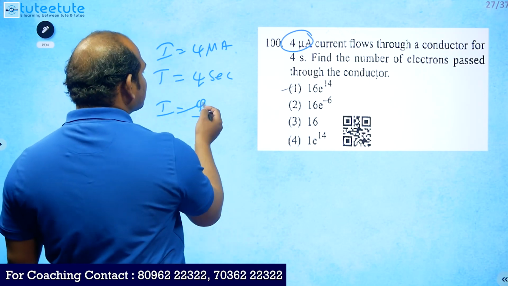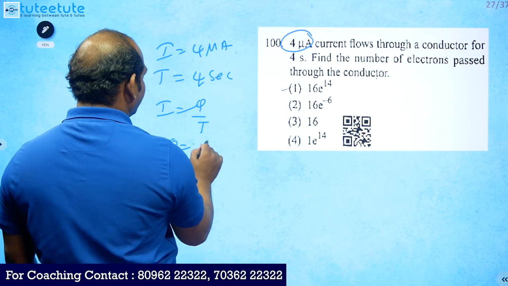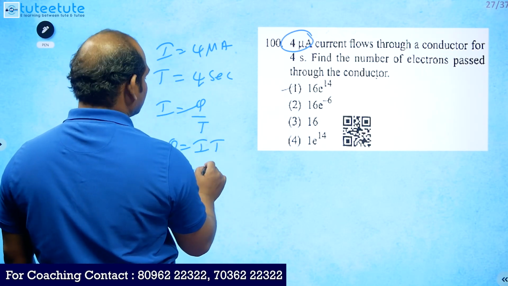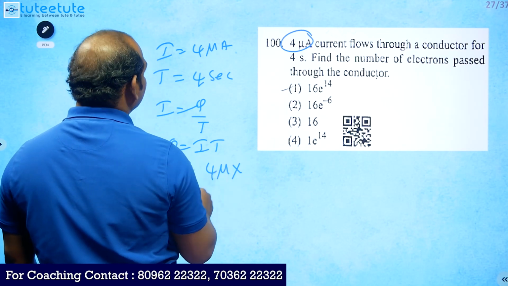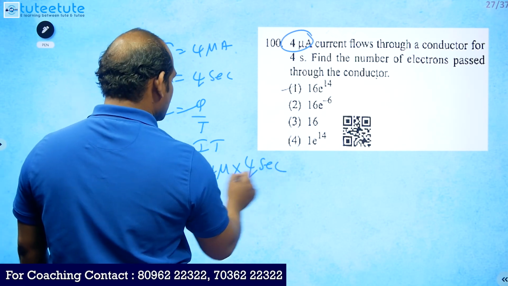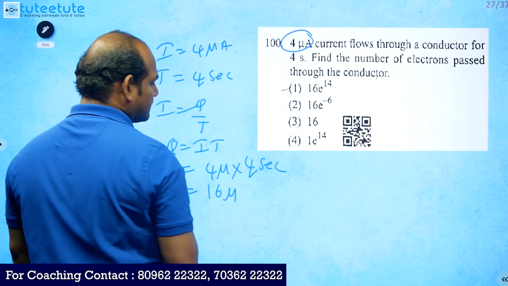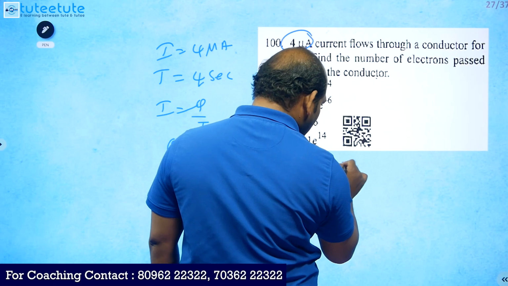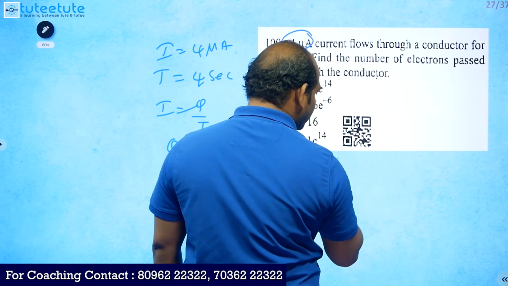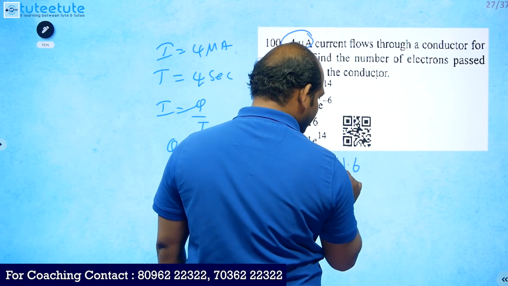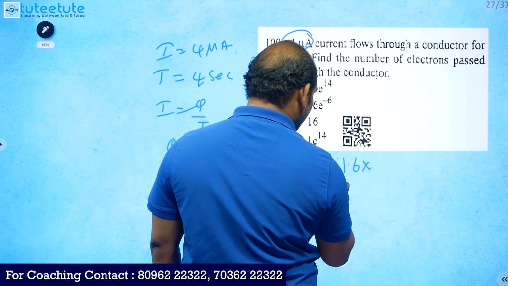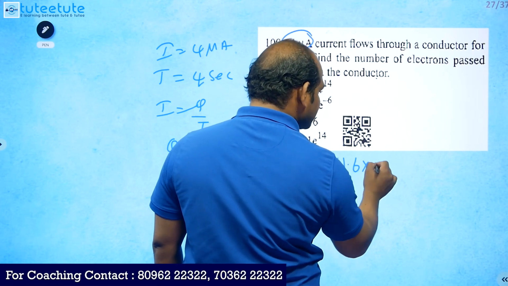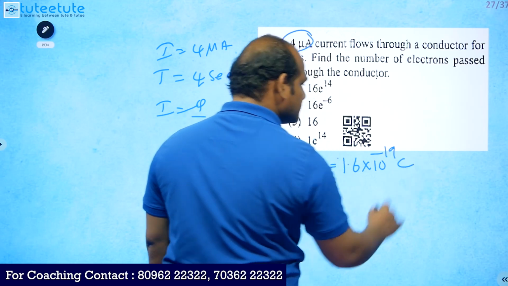So how much charge? Q is equal to IT. So it is equal to I, which is 4 micro, multiplied with T, which is 4 seconds. So it is equal to 16 micro we got. Okay, 16 microcoulombs. Actually, what is the charge of one electron? That is, for one electron, Q is equal to 1.6 into 10 power minus 19 coulombs.